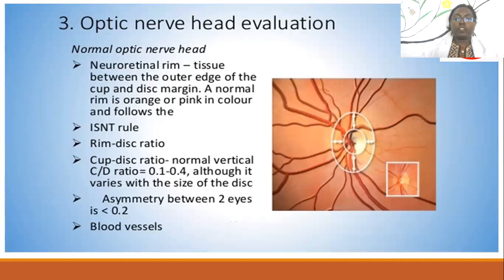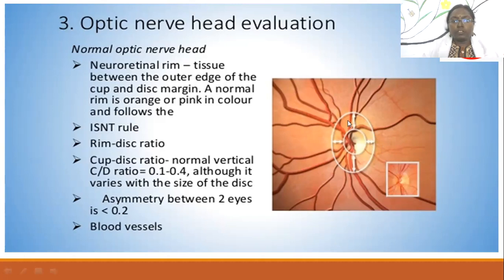So, what are the optic disc changes that are seen in glaucoma patients? So, to know what is abnormal, we have to know what is normal. In the normal optic disc, we have the outer neuroretinal rim. There is a tissue between the outer edge of the cup and the disc margin. So this is the disc margin.